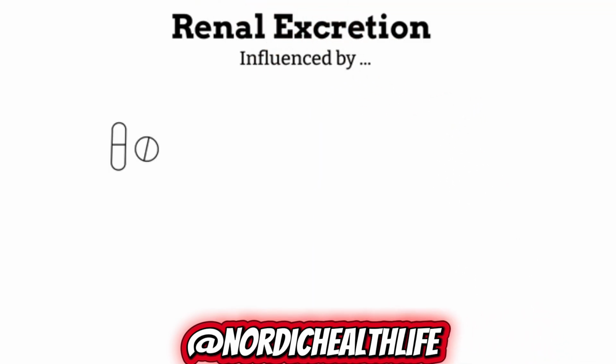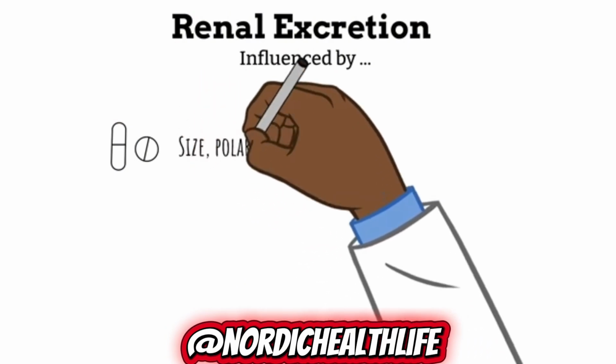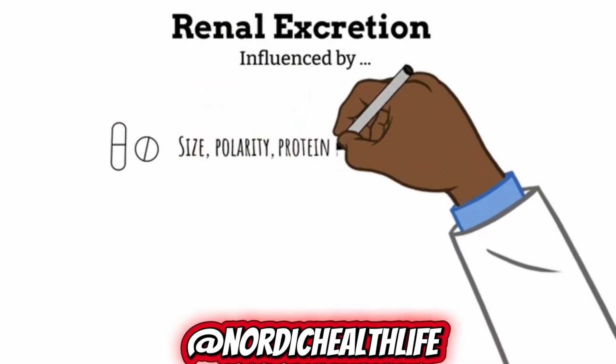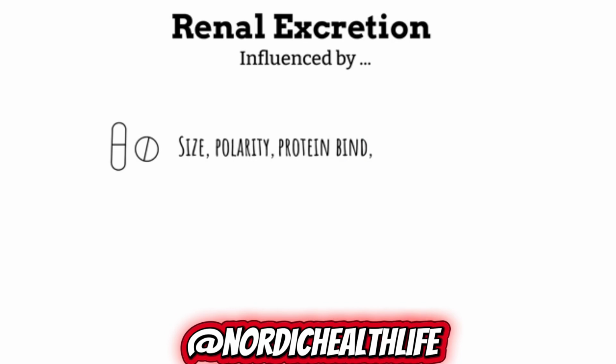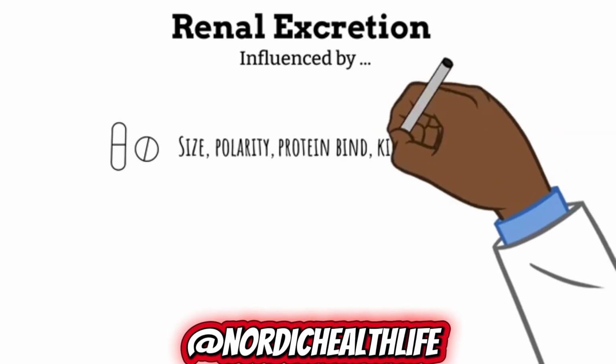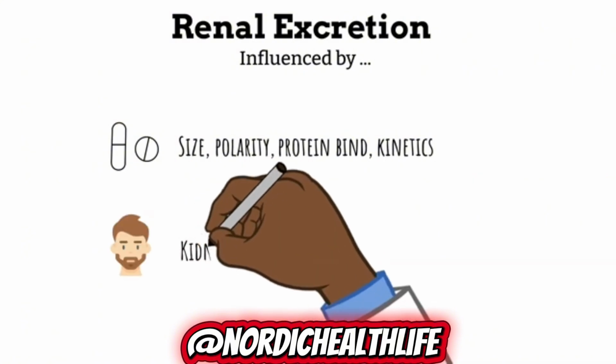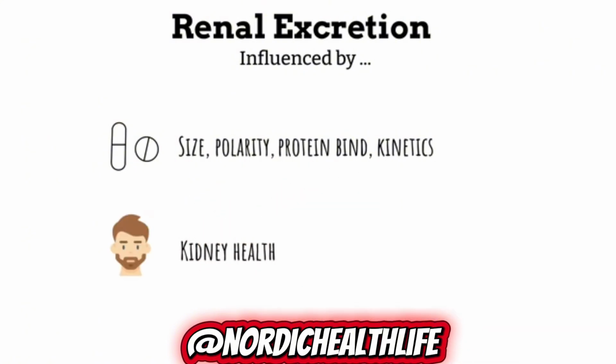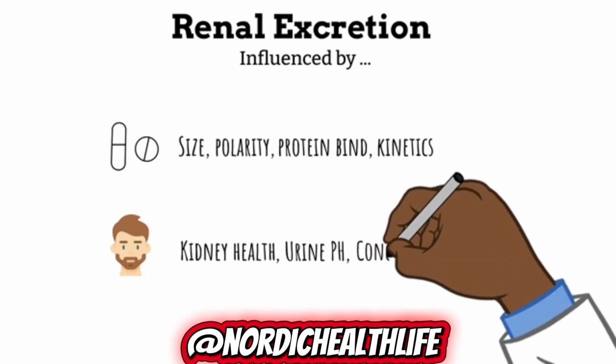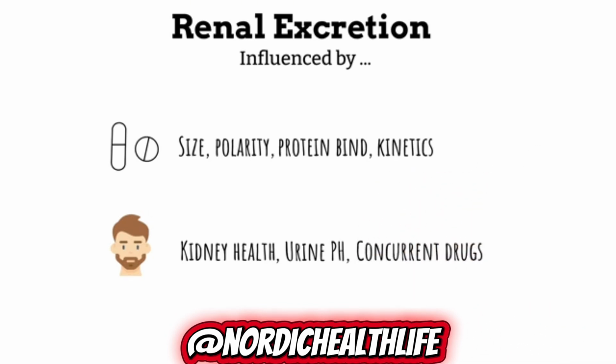For drug-related factors, there are the size, polarity, and whether or not the drug is bound to proteins. Only the free, unbound drug gets eliminated. And lastly, kinetics of the drug, which we will discuss more next. For patient-related factors, there is the health of the kidneys, like the clearance, also the blood flow to it. Urine pH can promote excretion or reabsorption back into the circulation. And lastly, concurrent use of drugs that may interact with the main drug during excretion.